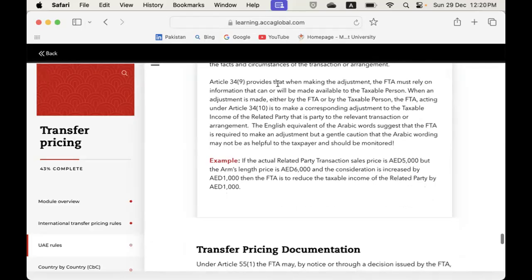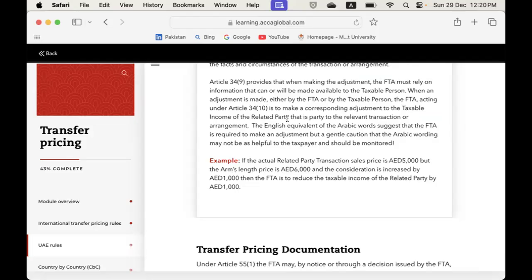The same Article 34 provides that when making adjustments, FTA must rely on information that can or will be made available to the taxable person, and when an adjustment is made either by the FTA or by the taxable person, FTA acting under this article is to make a corresponding adjustment to the taxable income of the related party. Why?